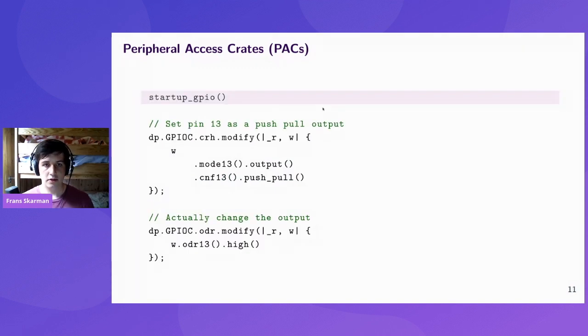In code, the same thing we did before, turning on the LED, looks like this instead. We again start the GPIO function in the RCC register, and then the code for setting the mode and the configuration of pin 13 is much nicer. We want to modify the CRH register of GPIO-C, setting the mode of pin 13 to an output, and the configuration of pin 13 as a push-pull. And that's all we have to do. Now the pin is configured.